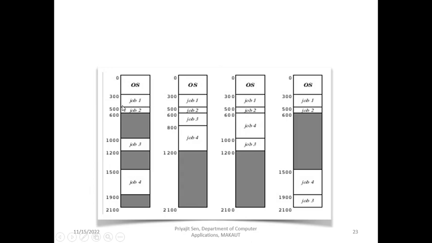But from 400 to 500, the location will be empty. If no other process of size 100 is available, you are not able to keep anything in this blank space, therefore this space will actually be wasted. That is called internal fragmentation, which I have taught in the class also.